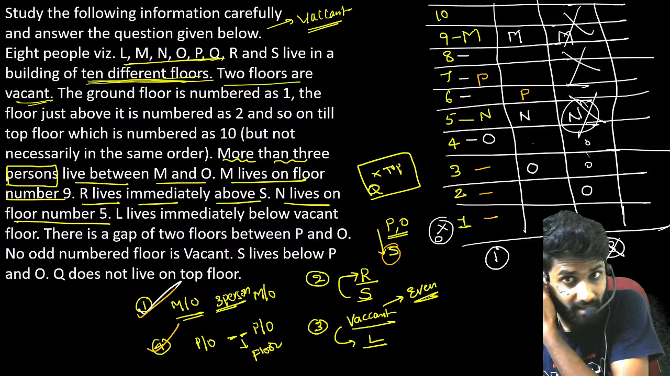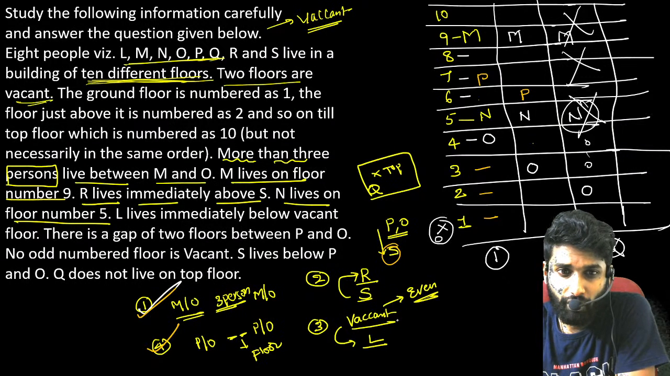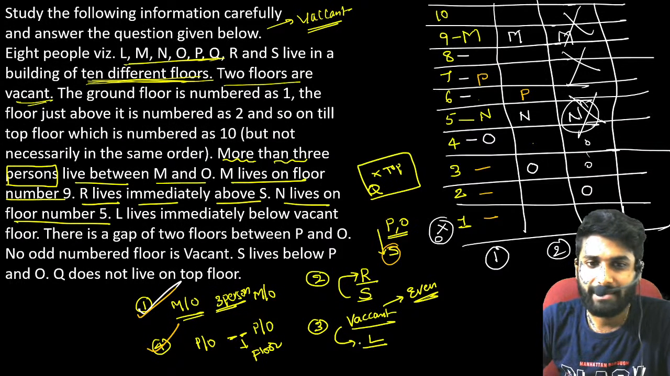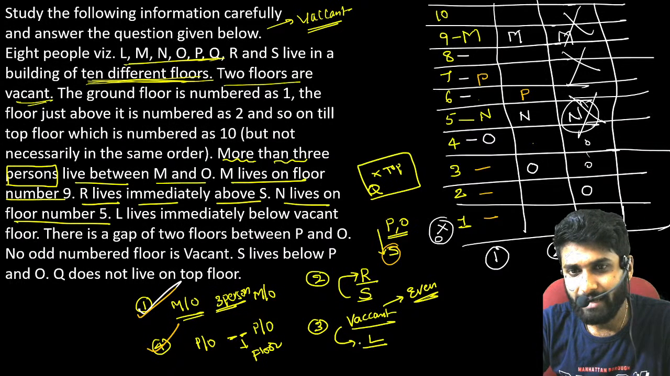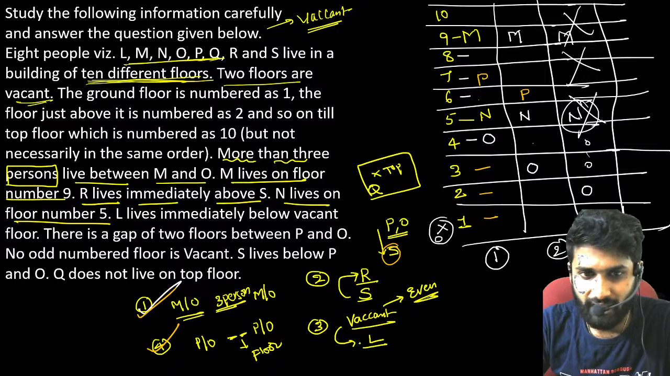Now see, next information. There is a vacant floor. Immediately below it L lives, so the vacant floor must be an even floor. Clear? See what the chances are. And R lives immediately above S, and S lives below R.